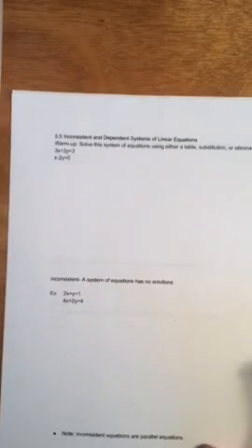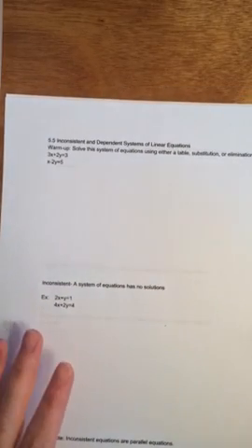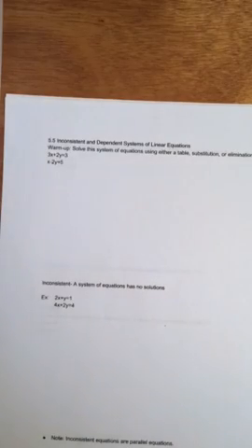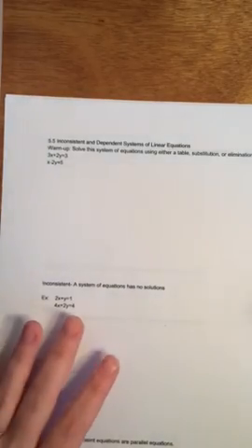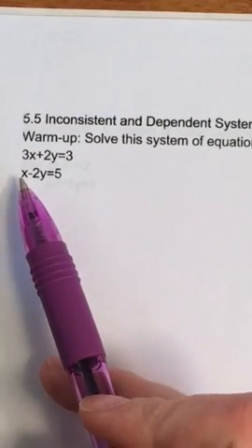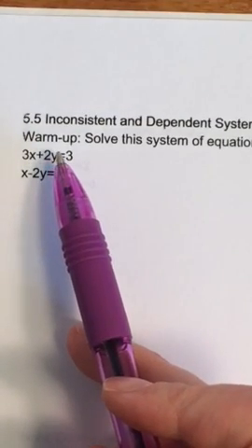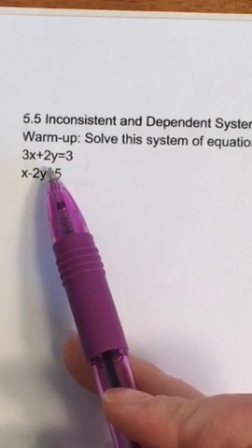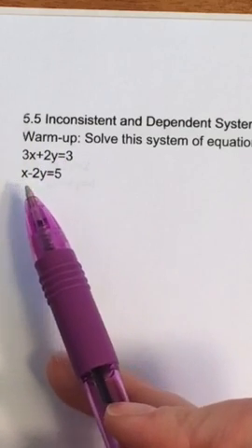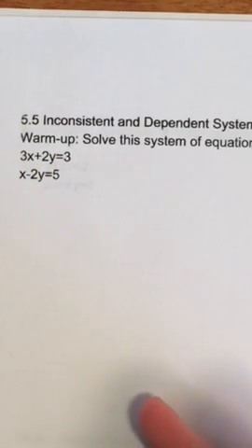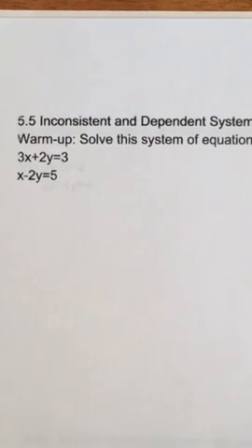Okay? So just to get you back in the game here, the warm-up is solve the system of equations either using a table, substitution, or elimination. So if you don't remember how to do this, remember you either need to solve for a variable and plug it in, that's substitution, or eliminate a variable. If you've forgotten, go back, watch some videos, look at your homework, look at your notes. That should help you.